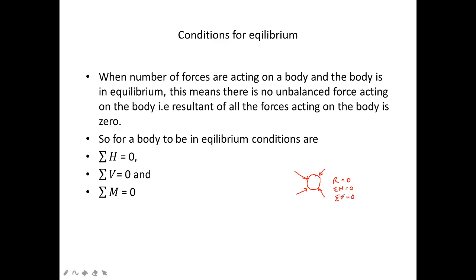So if H is zero and V is zero, then you can easily say that R is zero. Resultant is zero, because you know that R is under root of sigma V square plus sigma H square. This you already know. So for R to be zero, both sigma V and sigma H have to be zero.